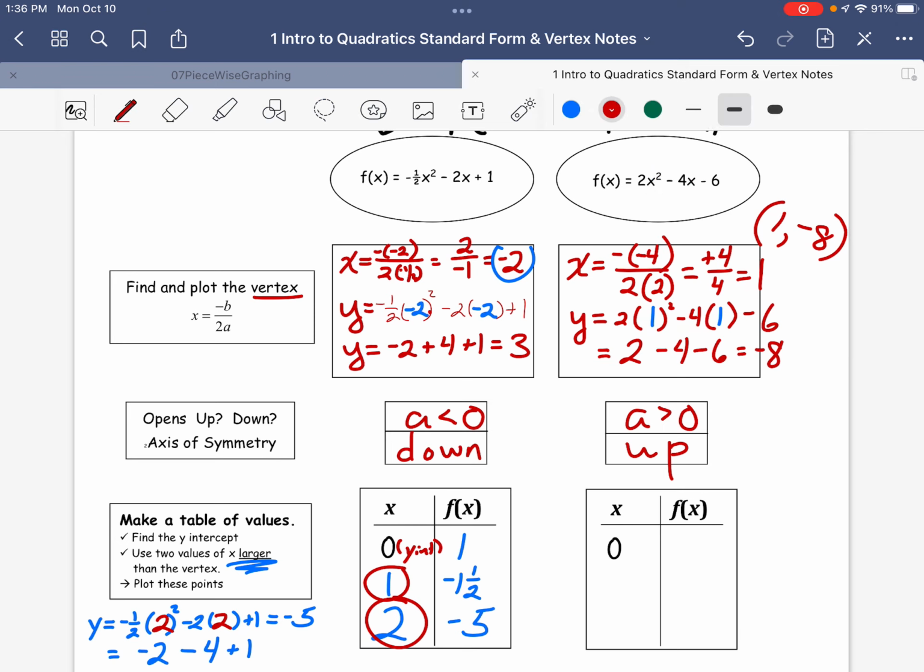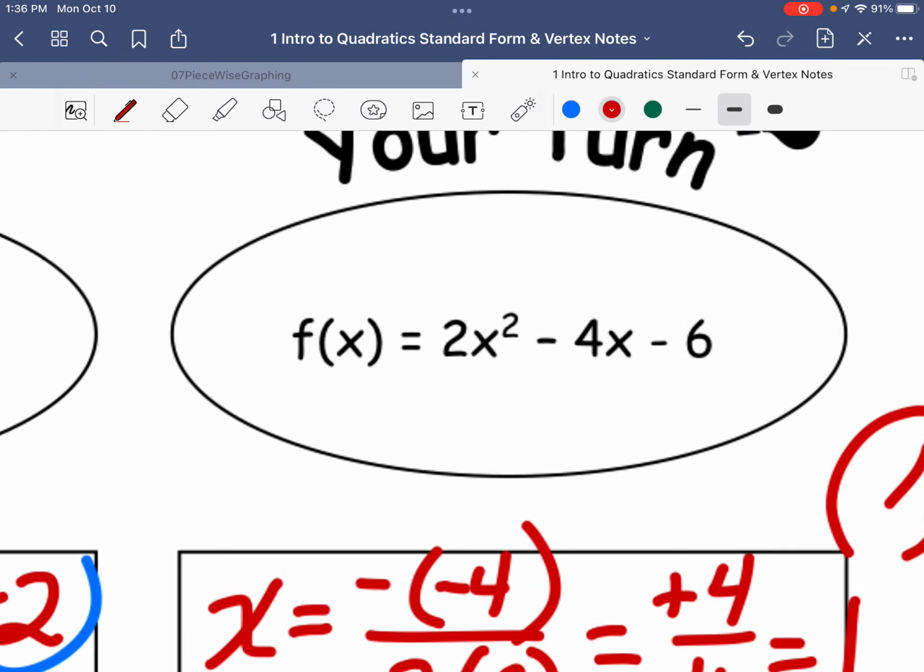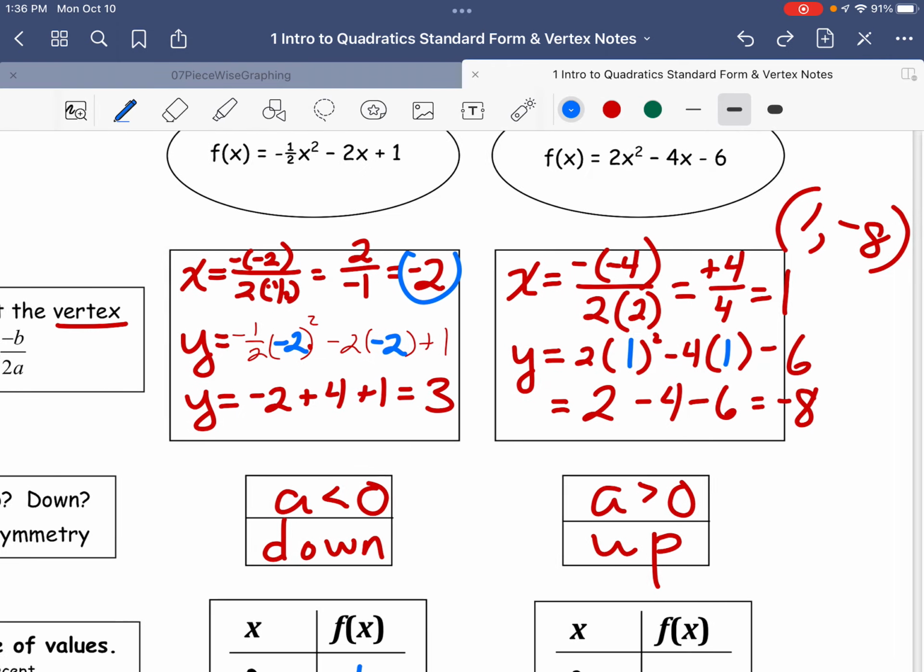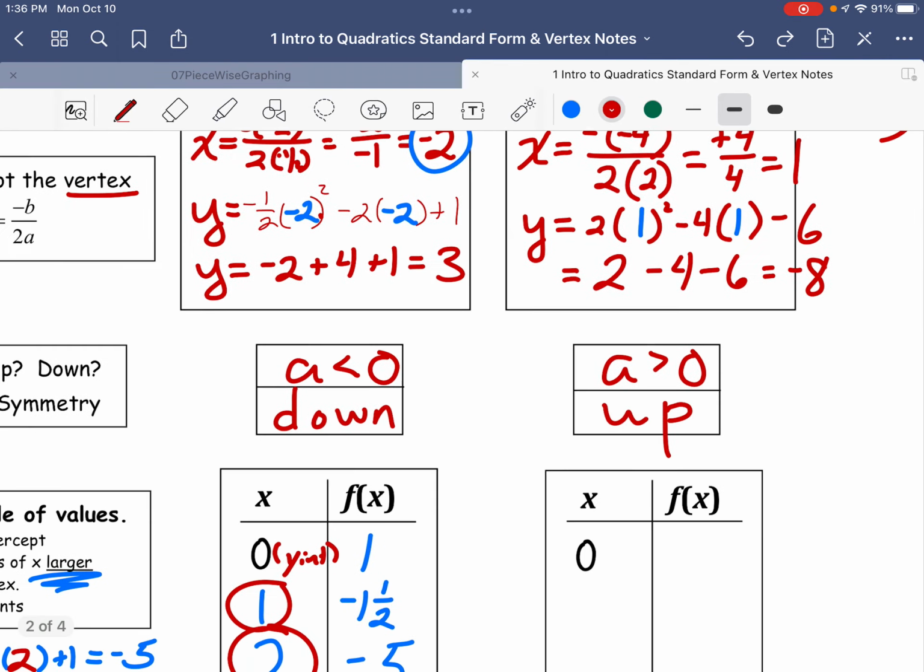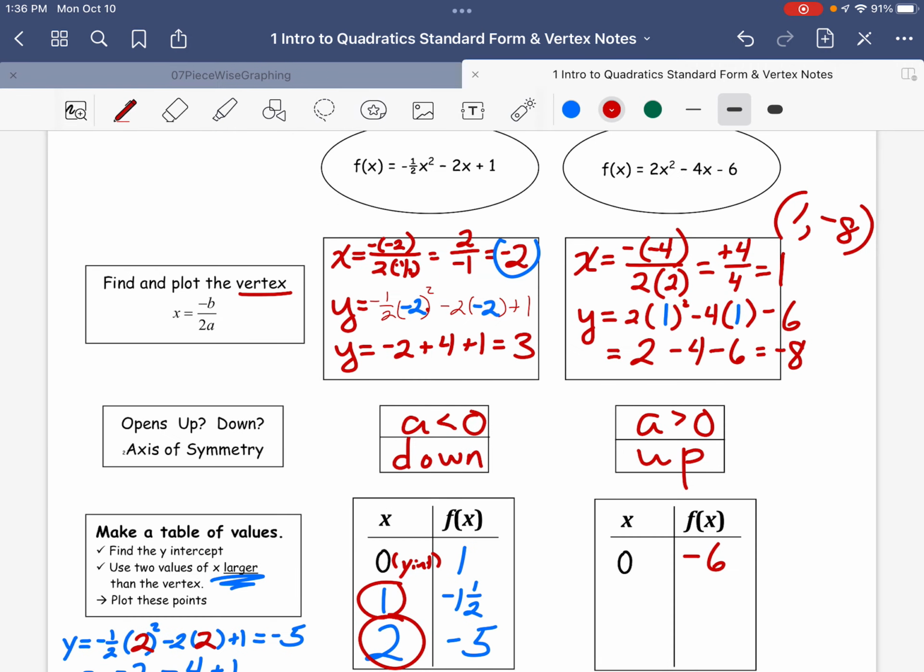When it comes to a table of values, there's some numbers that are always part of the table of values. The y-intercept is one of them. Again, because the y-intercept is what happens when you plug a 0 in for x. Well, you always end up getting the last number when you plug a 0 in for x. So our y-intercept is going to be 0, -6 to be exact. We need a couple more points in our table.